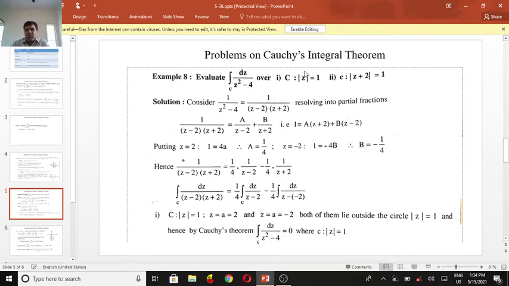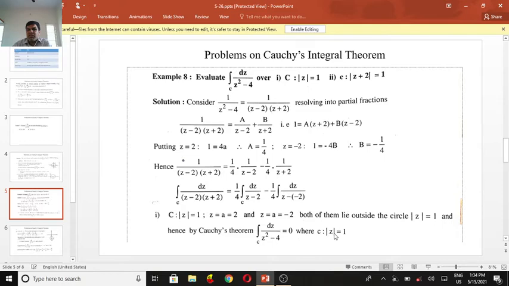So again, we come to the problem's given condition. What is the given condition? C is such that mod z equal to 1. Here in the given problem, z equal to a equal to 2 in the first term, and z equal to a equal to minus 2 in the second term. Both of them lie outside the unit circle mod z equal to 1. Hence by Cauchy's theorem, integral of dz divided by z square minus 4 equal to 0.